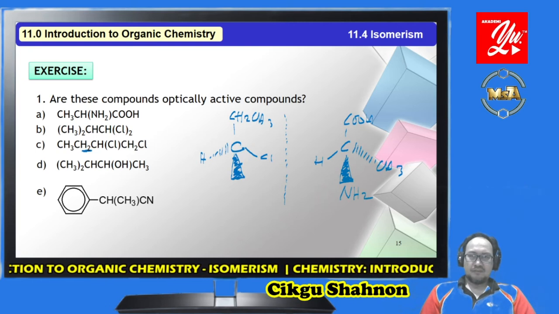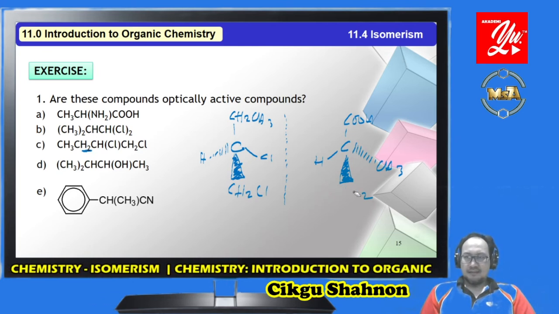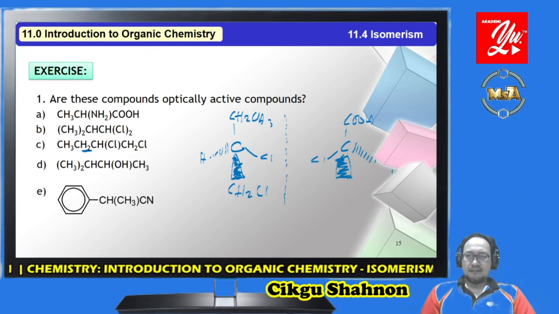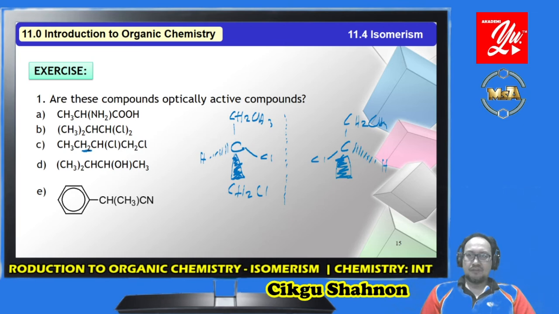And we have CH2Cl here. Okay, easy for us. This one is Cl. This one is H. This one is CH2CH3. This one is CH2Cl.